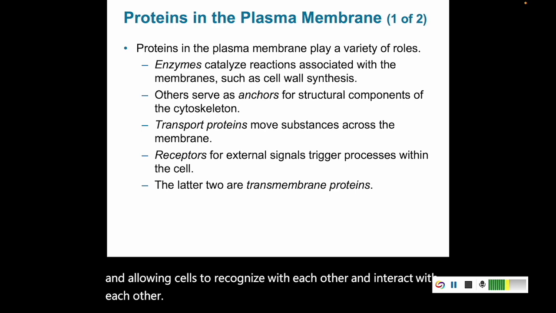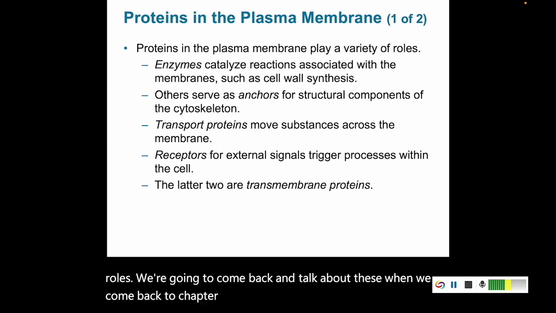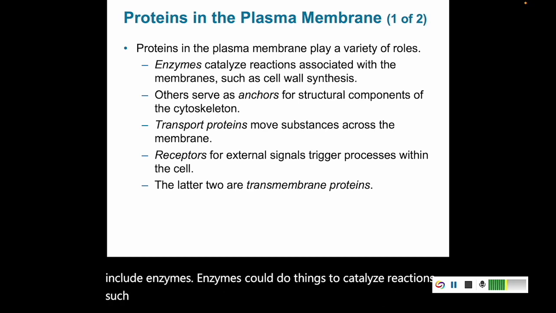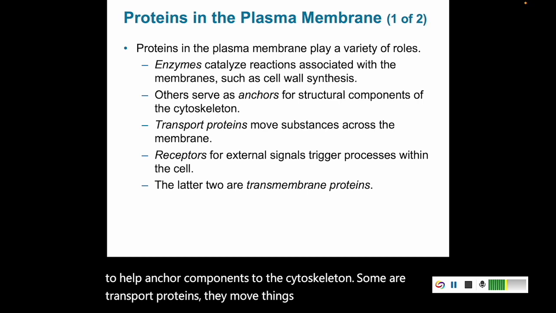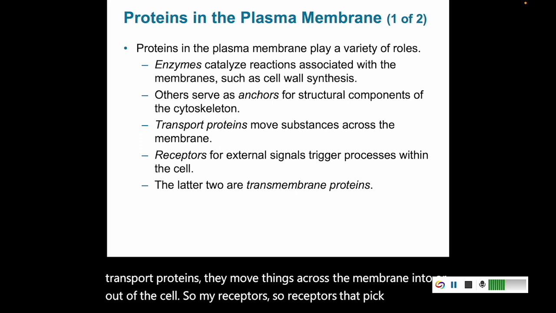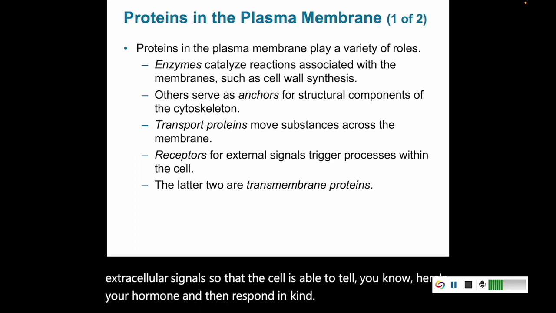Proteins in the plasma membrane will have a variety of different roles. We're going to come back and talk about these when we come back to chapter 7. These plasma membrane proteins could include enzymes. Enzymes could catalyze reactions, such as creating the cell walls. Some are anchors, so they are going to help anchor components to the cytoskeleton. Some are transport proteins. They move things across the membrane into or out of the cell. Some are receptors, so receptors that pick up extracellular signals so that the cell is able to tell, here's a hormone and then respond in kind, or pick up other signals, growth factors or something.